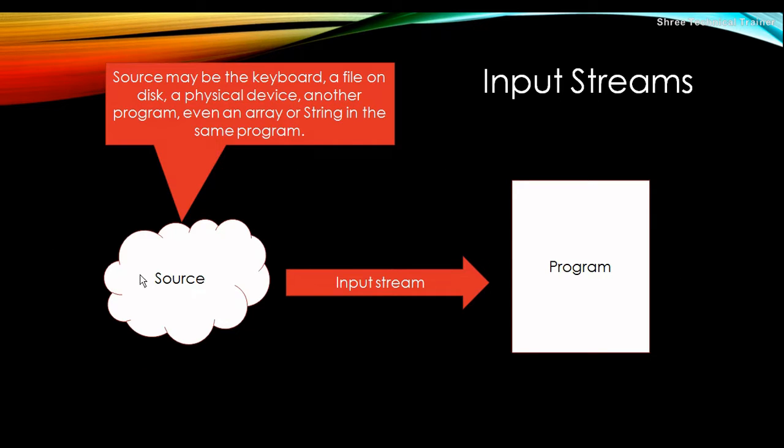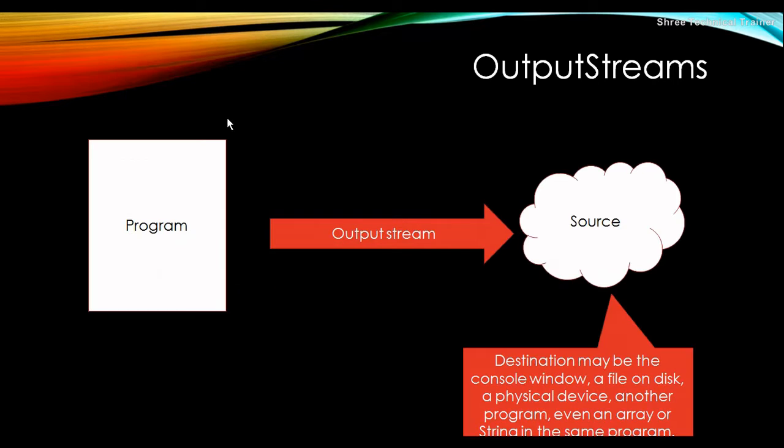So in case of an input stream, the program reads from the source, right? The source may be the keyboard, a file, any physical device, or any other program, or it may be an array or string in the same program. Whereas in an output stream, the program writes to the destination.